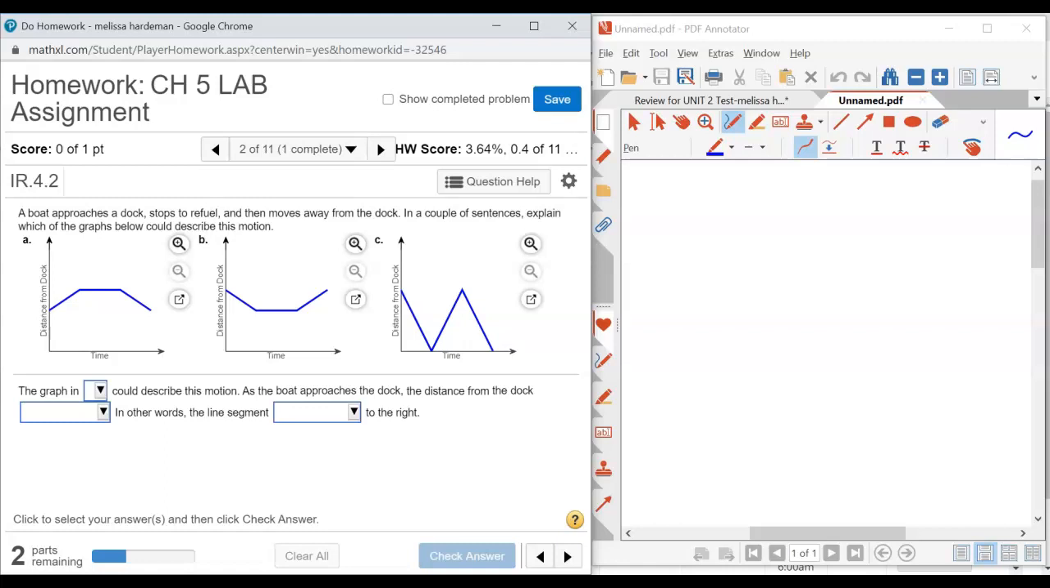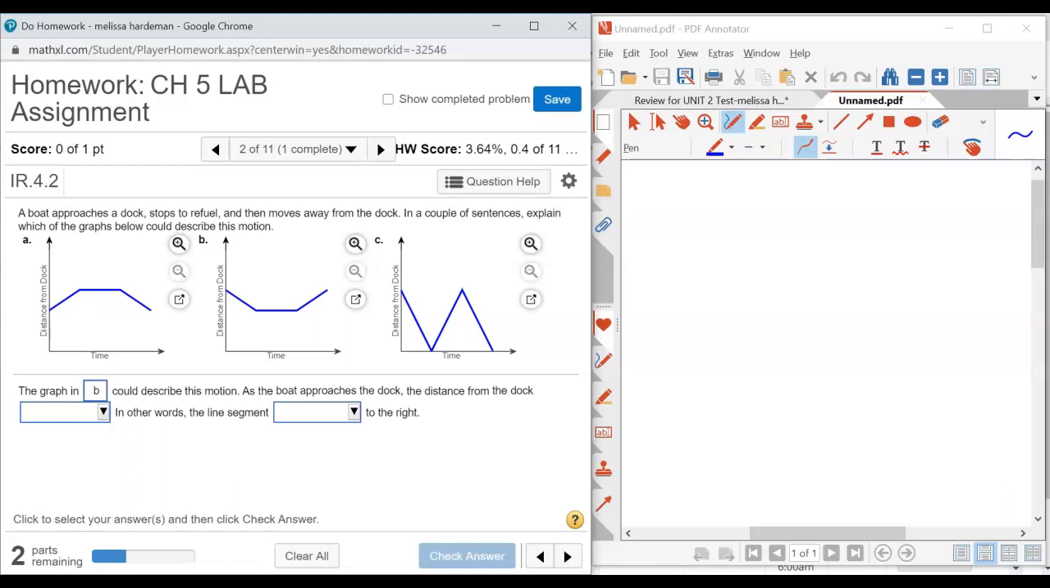Now, when I stop to fuel, I am not moving in any direction, so that would be a constant part. Over time, I'm just sitting there refueling, I'm not moving. And then finally, I move away from the dock, so my distance from the dock would be increasing. So this is kind of an awkward one, but I would choose B as my graph.